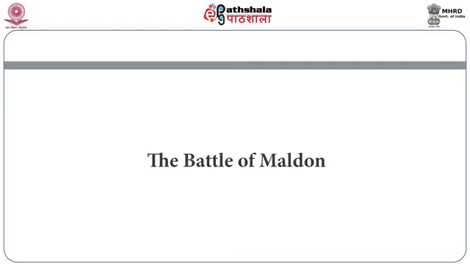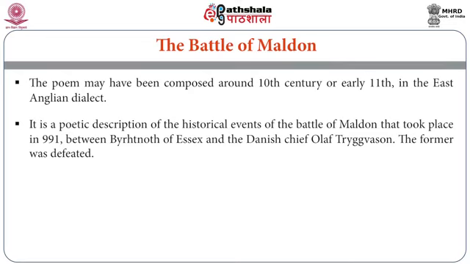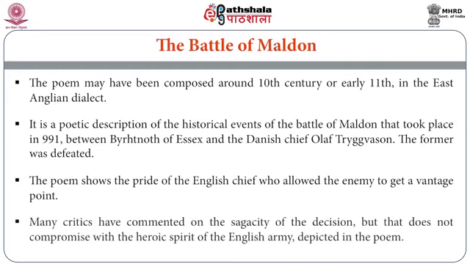Now, the Battle of Maldon. The poem may have been composed around the 10th century or early part of the 11th century in the East Anglian dialect. It is a poetic description of the historical events of the Battle of Maldon that originally took place in the year 991 AD. In the original battle between Byrhtnoth of Essex and the Danish chief Olaf Tryggvason, the former was defeated. The poem shows the pride of the English chief who allowed the enemy to get a vantage point. Many critics have commented on the sagacity of the decision, but that does not comply with the heroic spirit of the English army depicted in the poem.